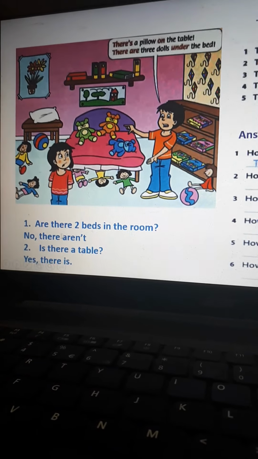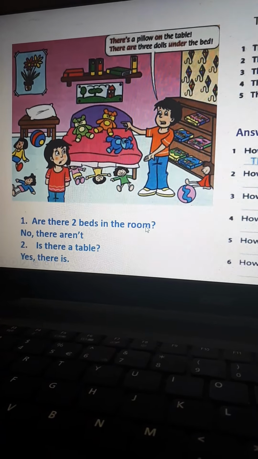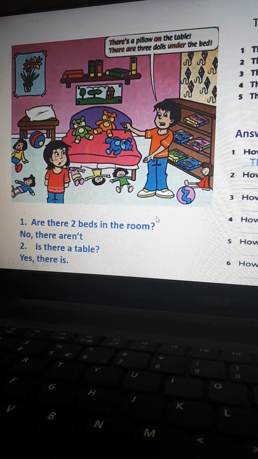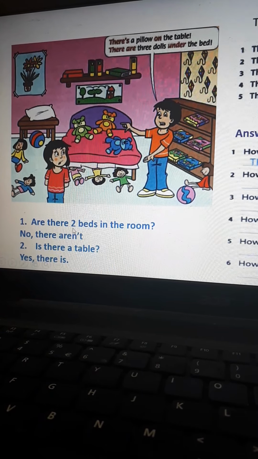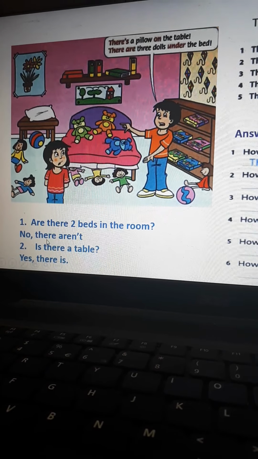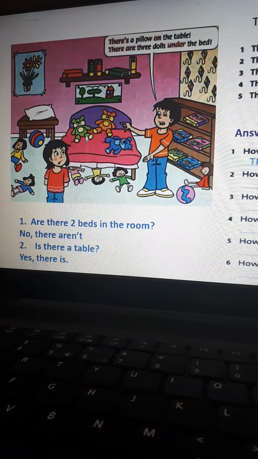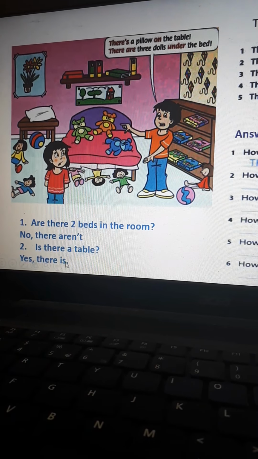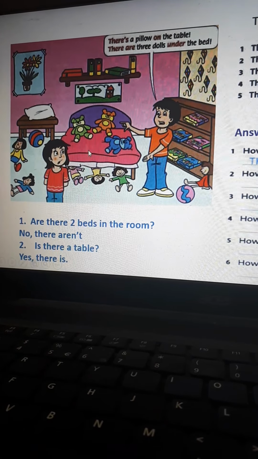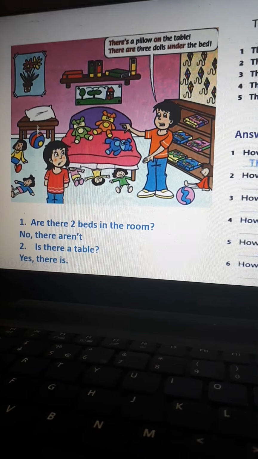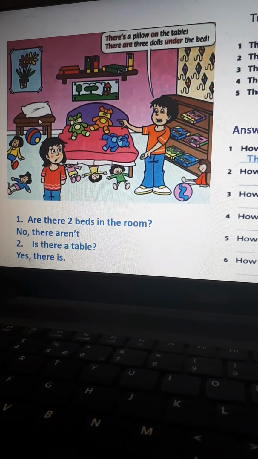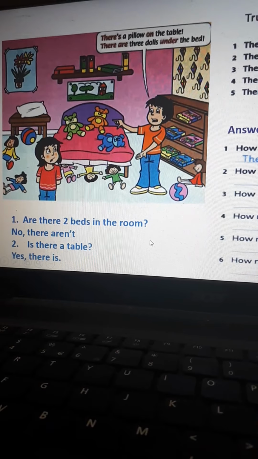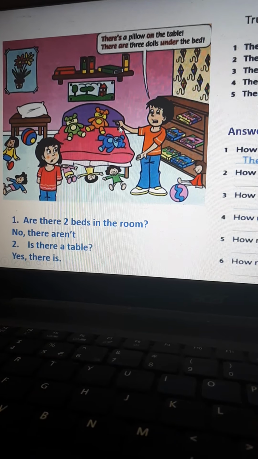Por eso aquí tenemos, are there two beds in the room? Y acuérdate que question mark, the only question mark goes at the end. Are there two beds in the room? No, there aren't, okay? Because we only saw one. Is there a table? Yes, there is, because we only see one table. But we can ask many, many things. For example, are there two lions? No, there aren't lions, right?